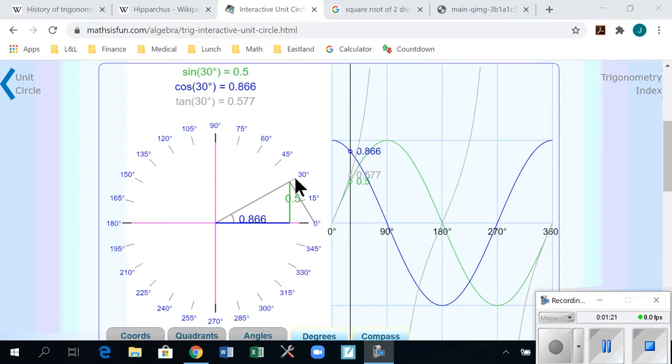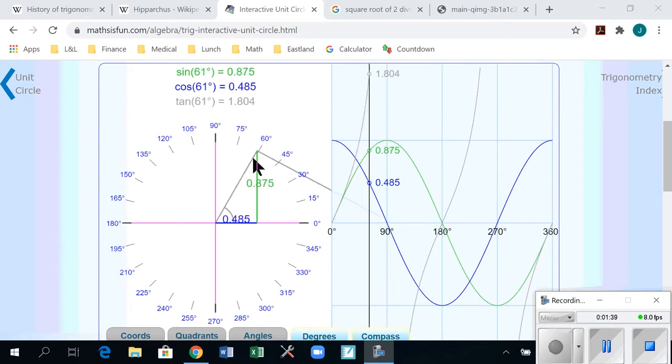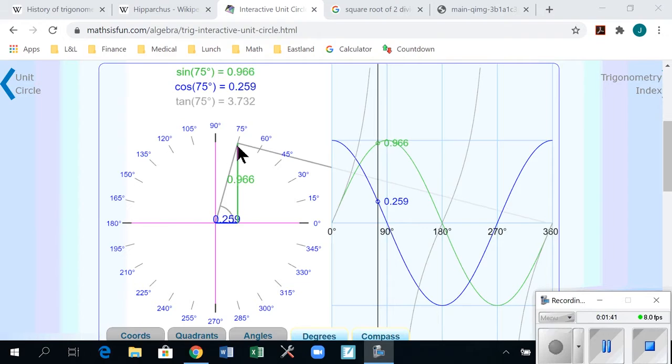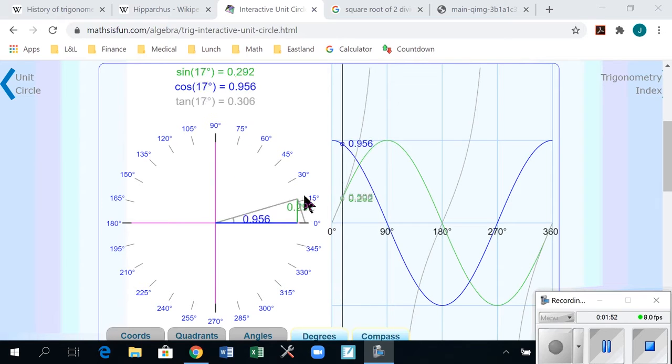Mathematicians have known this relationship for thousands of years. But it doesn't end there. You can continue: what happens at 45 degrees? At 45 degrees, the green opposite leg is about 70.7% as long as the gray hypotenuse. And you can find this for all these major angles. At 75 degrees, the green opposite leg is almost 97% as long as the gray hypotenuse. And so sine is just a collection of all of these percentages.